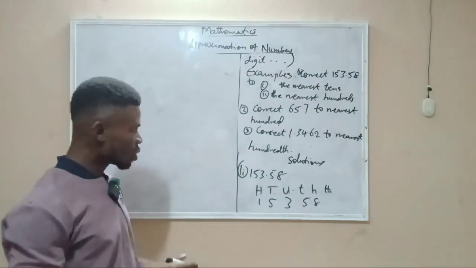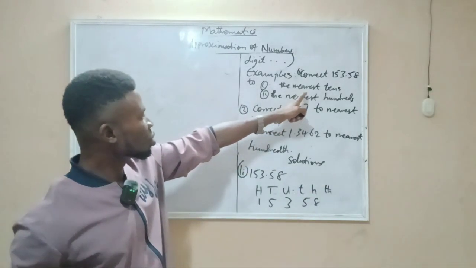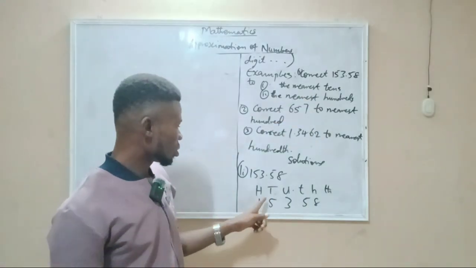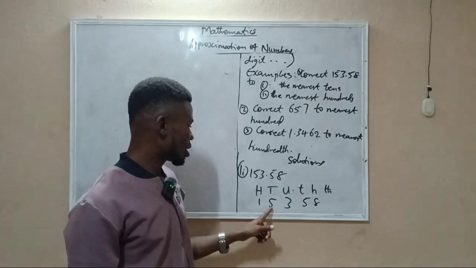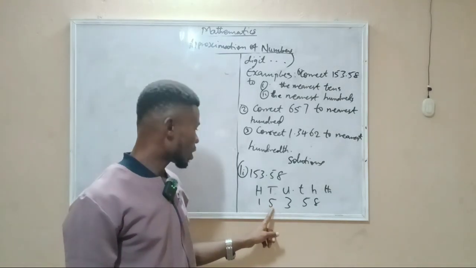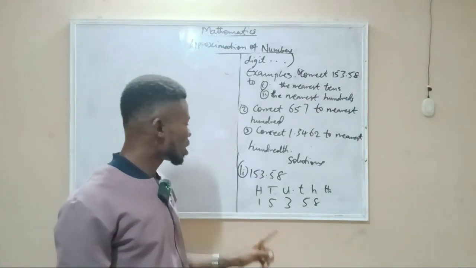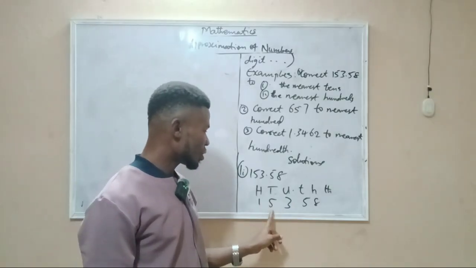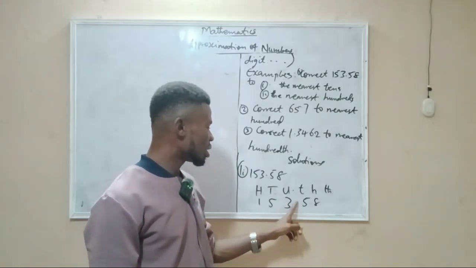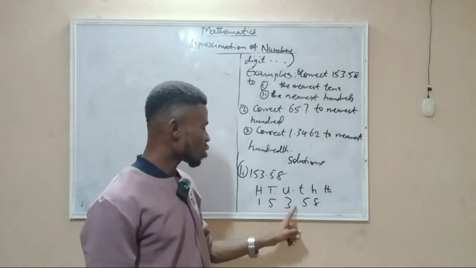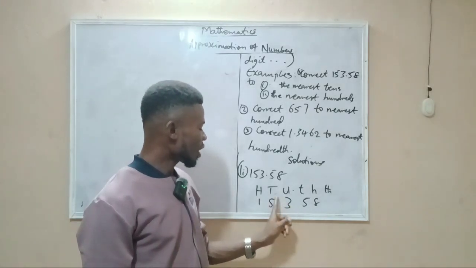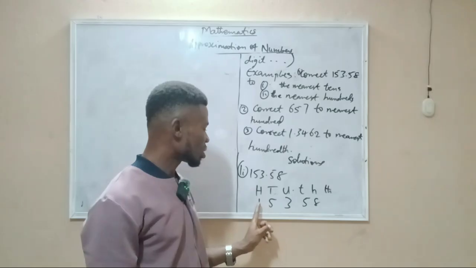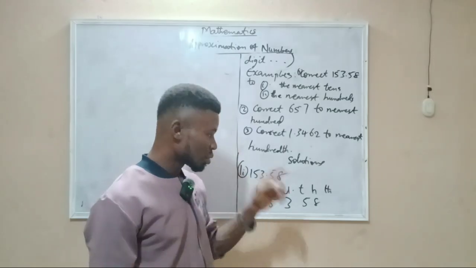Now from here, they said you should approximate it to the nearest tens. The tens value here is 5, right? So if you want to approximate it to the nearest tens, what will you do? The hundred will be there, 5, which is tens, will be there. Then if you go to the unit digit, look at the number that is here. Is it up to 5 and above? If it is not up to 5, you ignore it. That means this is 150.